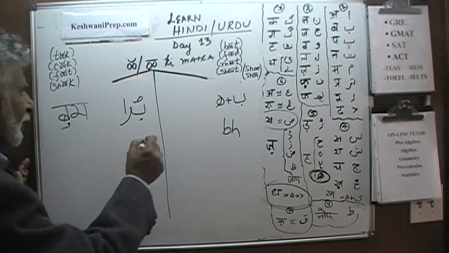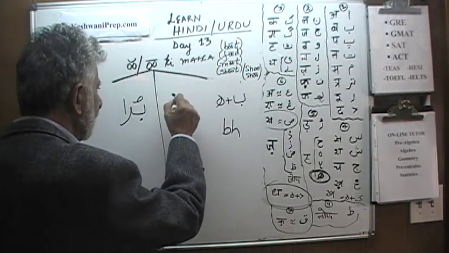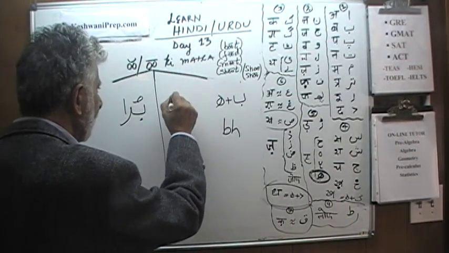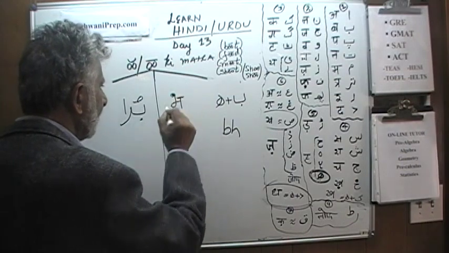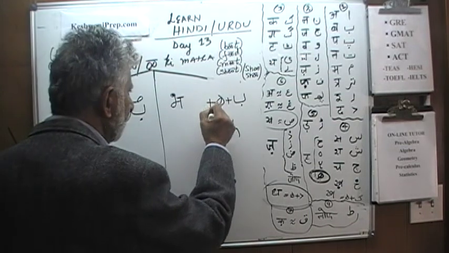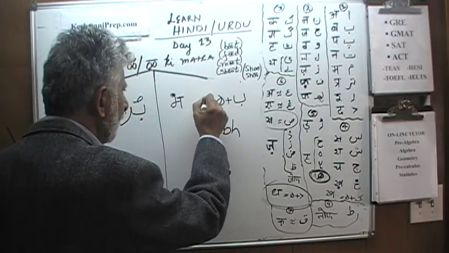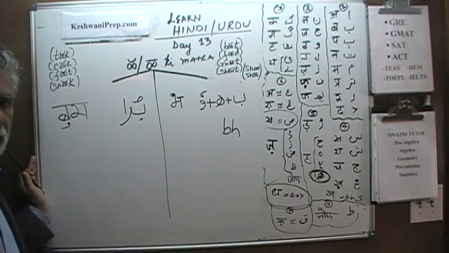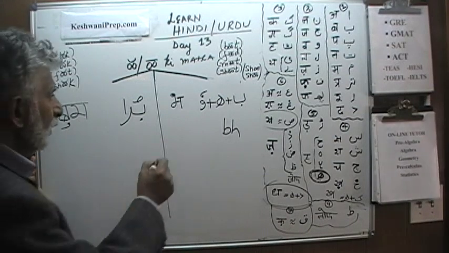But in Hindi, you have a unique letter. It looks like this. That's a bh. We don't want a bh, we're going to combine a vowel to it, the ulta pesh. In other words, we want a bhu, longer u, bhu. So it's bhu.